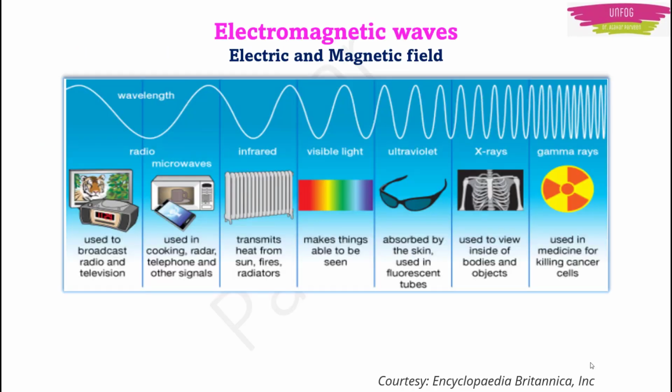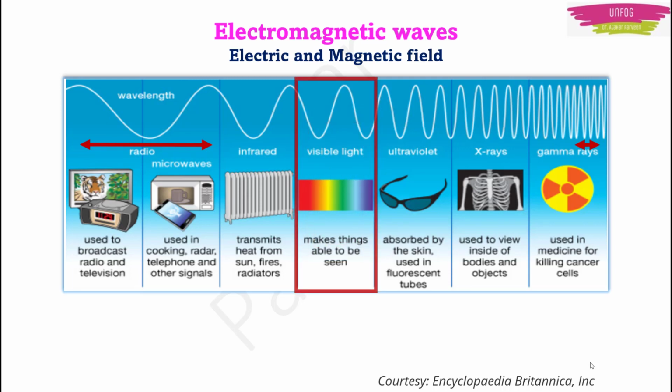Now, as I told you, the radio waves have the highest wavelength and gamma rays have the lowest wavelength. Remember, I told you that the wavelength and frequency are inversely proportional, right? So when I say that the radio waves have the highest wavelength, I mean to say that the frequency of radio waves is very small. When I say that the gamma rays have very less wavelength, I mean to say that the frequency of gamma rays is very high. Okay. And here we also have the visible light in the middle.